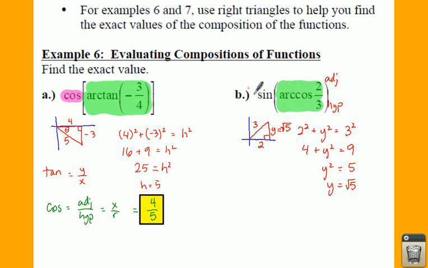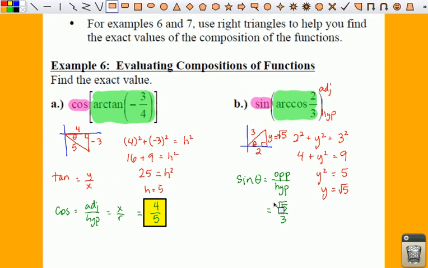So what's on the inside helped us draw our triangle. What is on the outside? This is a function we're trying to find. So we are actually trying to find our sine of theta for this triangle. And our sine is opposite over the hypotenuse, which tells us our opposite side is radical 5 over our hypotenuse, which is 3.